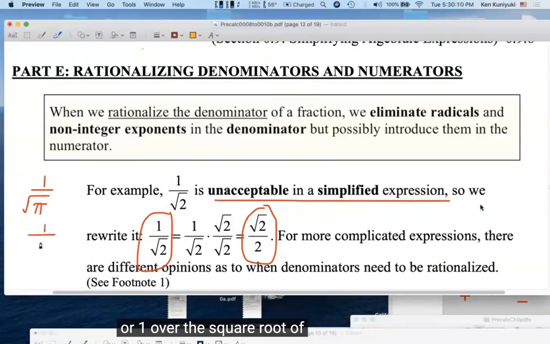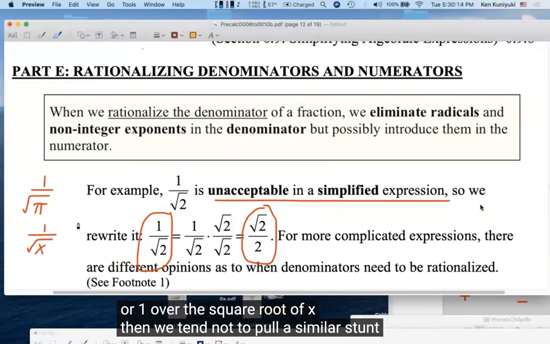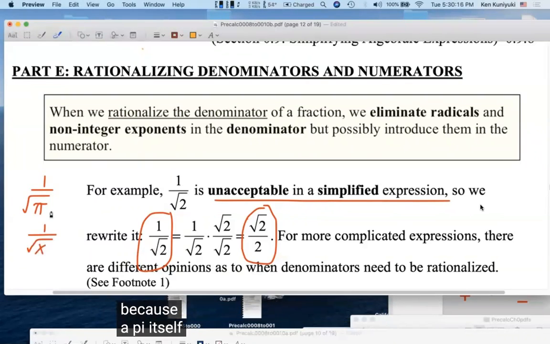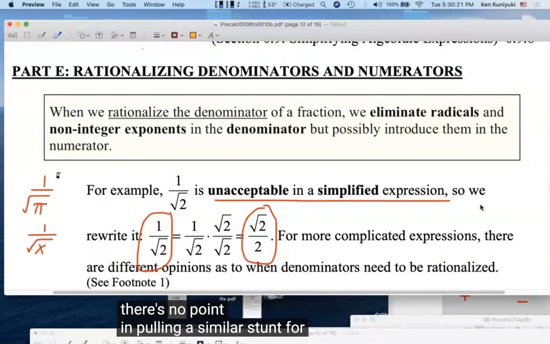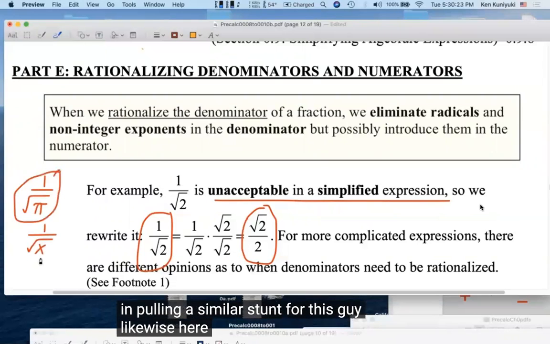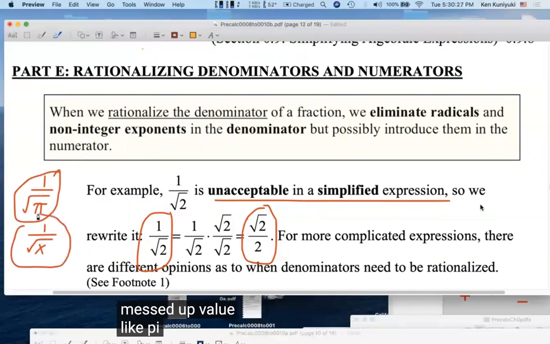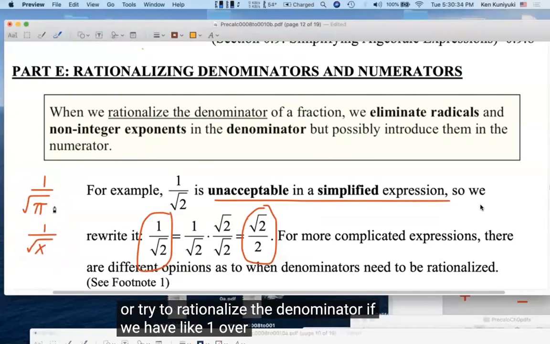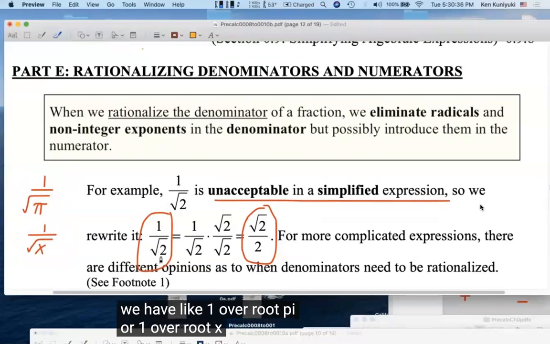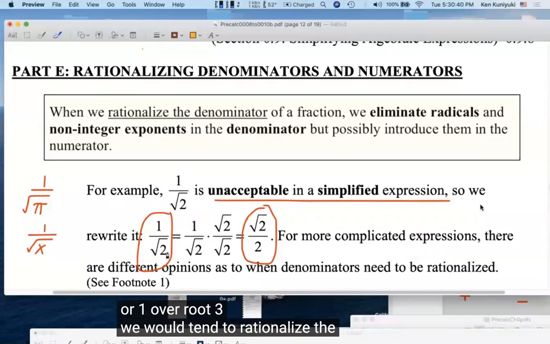Now, if you have something like 1 over the square root of pi, or 1 over the square root of x, then we tend not to pull a similar stunt because pi itself is an irrational number. So there's no point in pulling a similar stunt for this guy. Likewise here, x itself could represent a messed up value, like pi. So we tend not to try to rationalize the denominator if we have 1 over root pi or 1 over root x. But for 1 over root 2 or 1 over root 3, we would tend to rationalize the denominator.